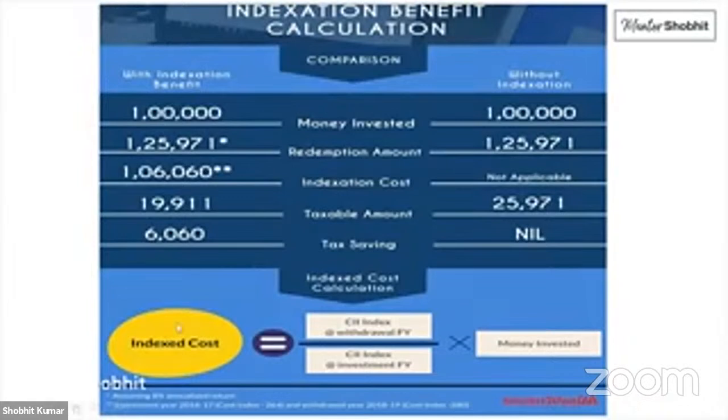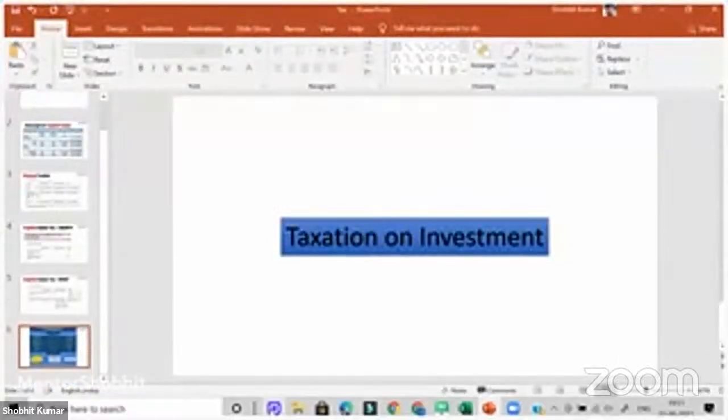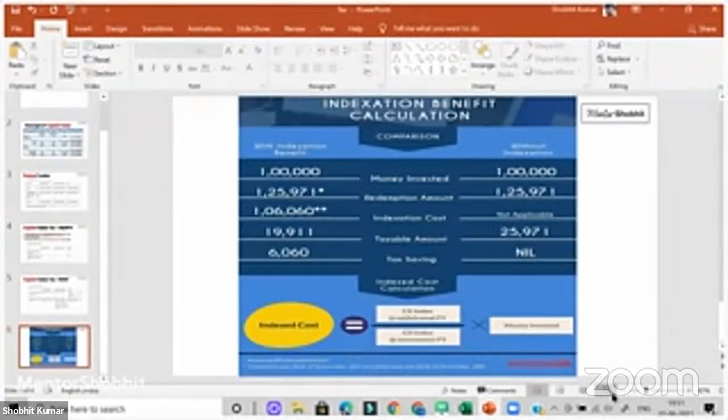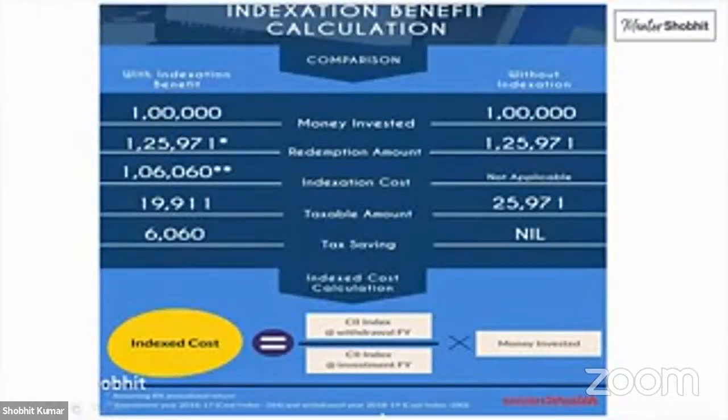Now, as I told you, if you have invested in debt mutual funds, you are going to get indexation benefit. So, let's see what our indexation benefit is over these 3 years. In 2016-17, suppose your client has invested, the cost value was 264, the cost index, okay? And when he's withdrawing, his cost index was 280, that is in the year 2018-19.